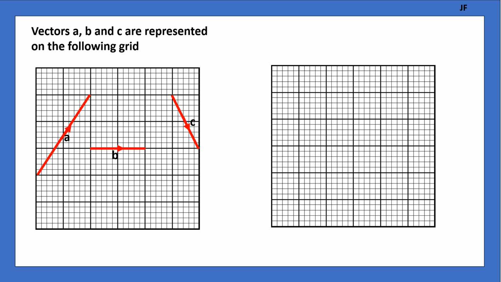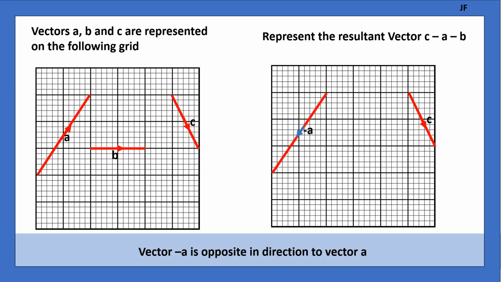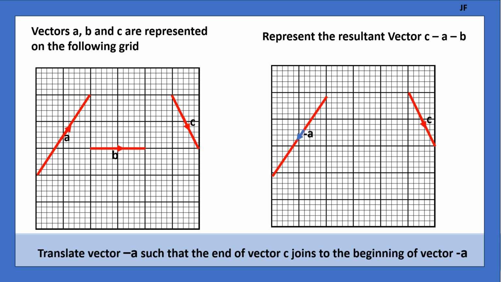Vectors A, B, and C are represented on the following grid. Represent the resultant vector C minus A minus B. Vector negative A is opposite in direction to vector A. Translate vector negative A such that the end of C joins to the beginning of vector negative A.